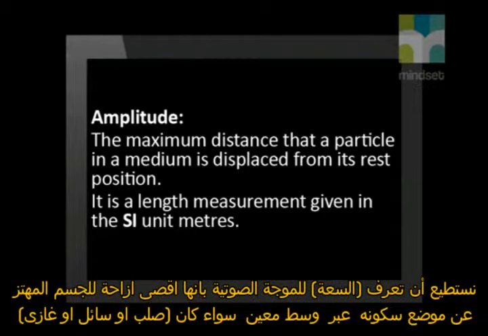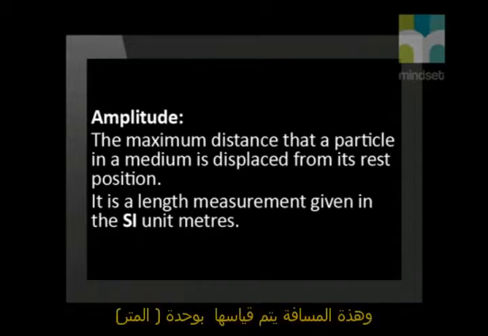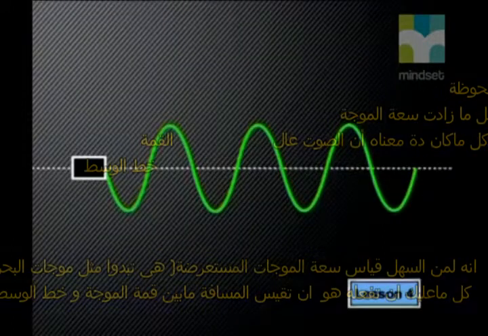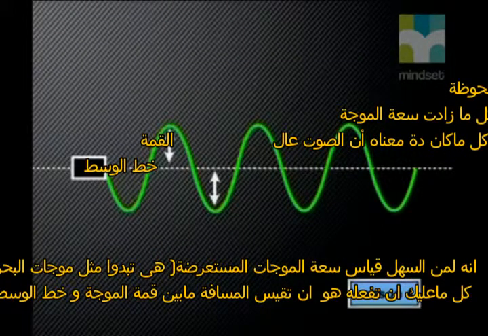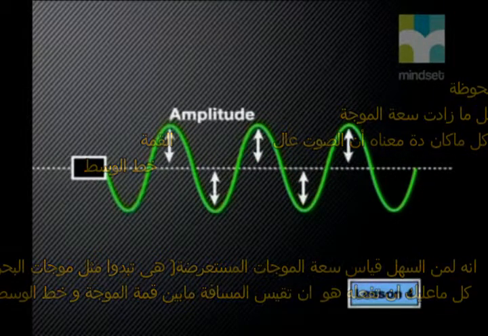Amplitude is defined as the maximum distance that a particle in a medium is displaced from its rest position. It is a length measurement given in the SI unit meters. Once again, it is much easier to measure the amplitude of a transverse wave. You simply take the distance from rest to crest.